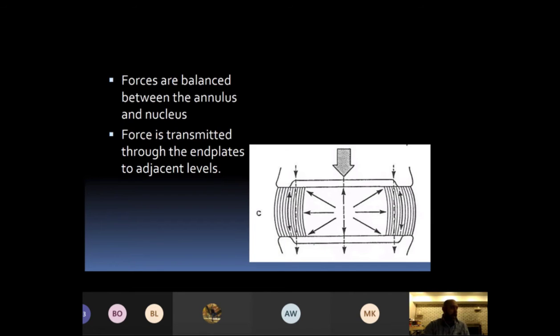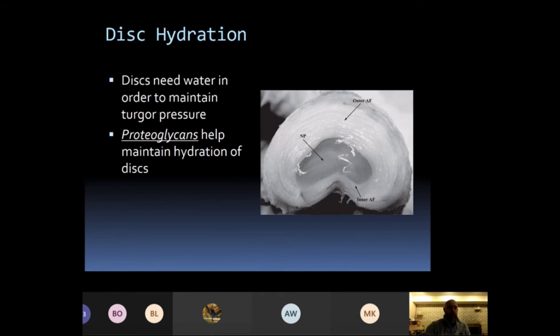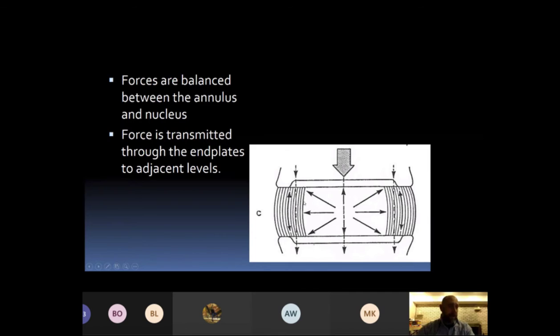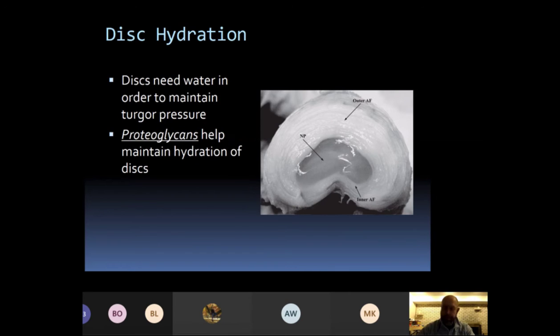And there's a problem that happens if we lose the hydration. We are dependent upon our discs holding on to that water as much as possible in order to transfer the forces in a healthy way. If we start to lose that water, you can imagine that disc is not going to handle these forces as efficiently as it used to, and that's going to allow for a little bit of extra unwanted movement at the discovertebral level.